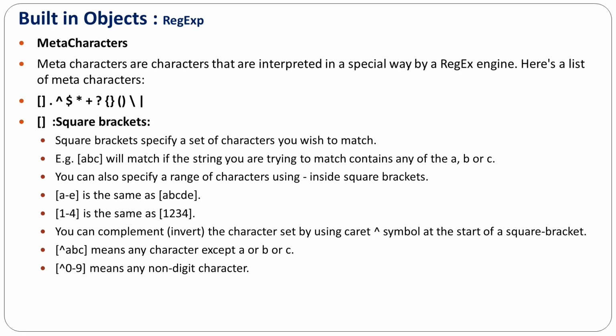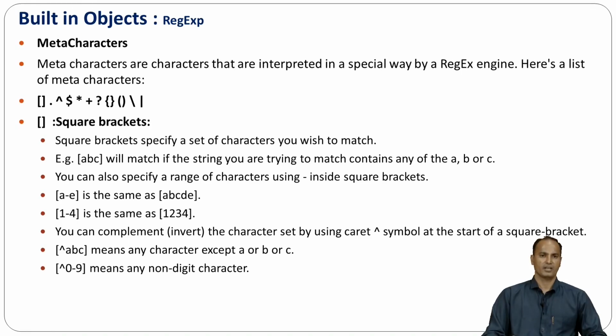Various built-in characters, or metacharacters, are used in regular expressions. Metacharacters are characters that are interpreted in a special way by our regular expression engines. The list of metacharacters is like this: square brackets, dot, caret sign, dollar, star, plus, question mark, curly braces, parenthesis, slash and pipe sign.